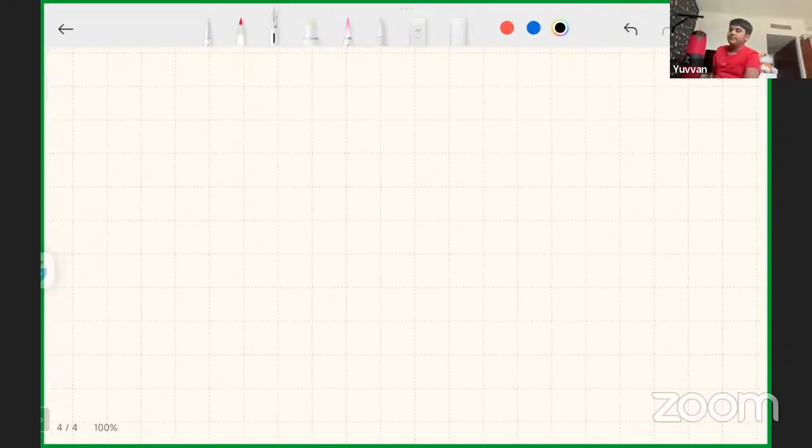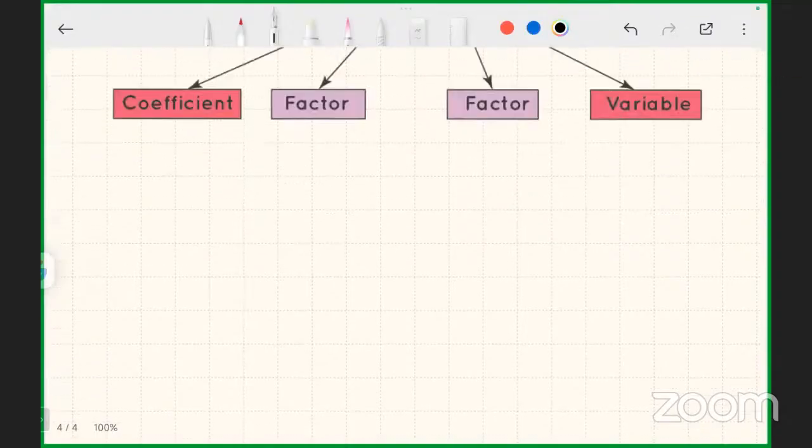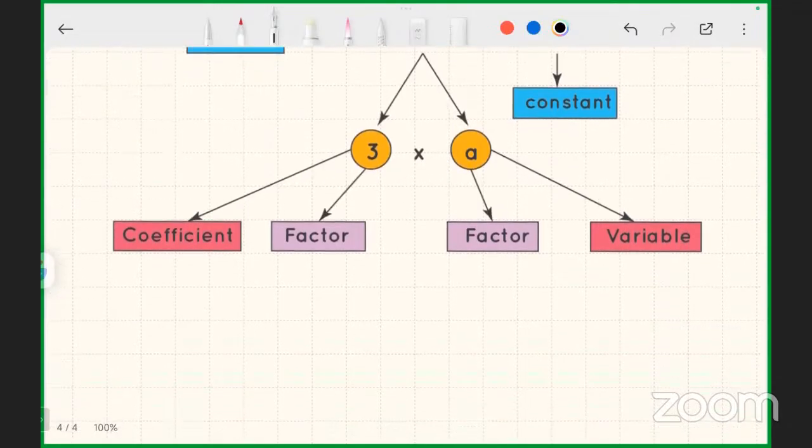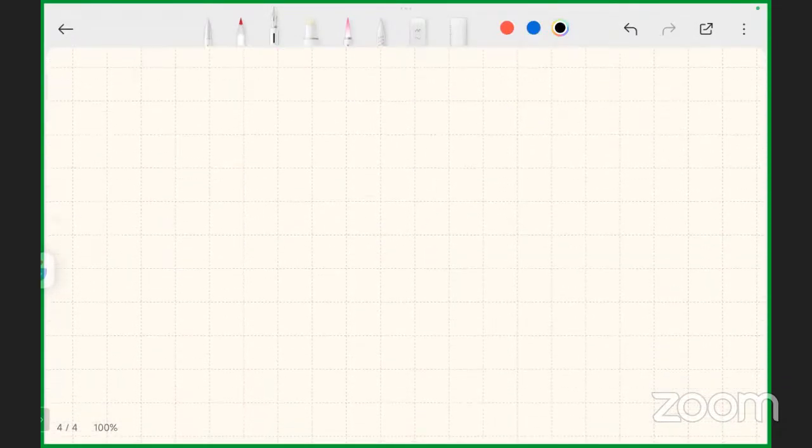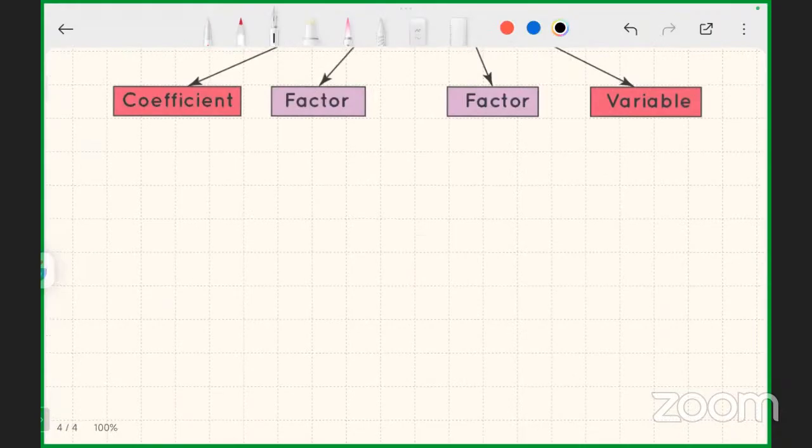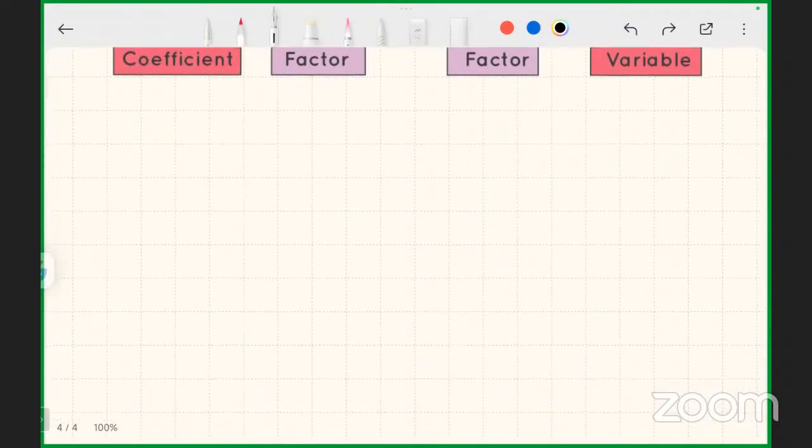Okay. So we talked about the factors of terms. Next, we want to talk about the coefficient. So what are these coefficients? I don't know. Okay. So just write it down. It would be good. It's a very simple topic, but still, you should know it. So just write it down.